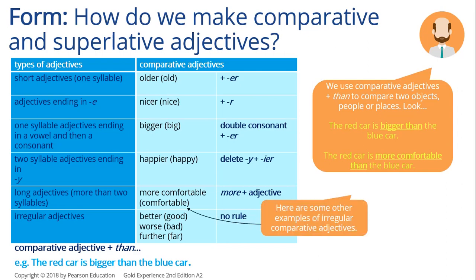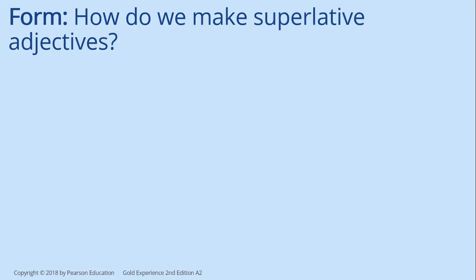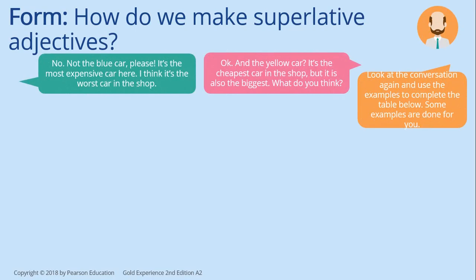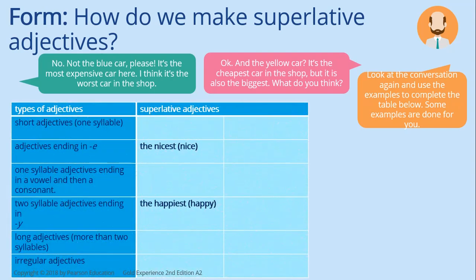Here are some other examples of irregular comparative adjectives. It's better, worse, and further. Now, how do you make superlative adjectives? Look at the conversation again and use the examples to complete the table below. Some examples are done for you.